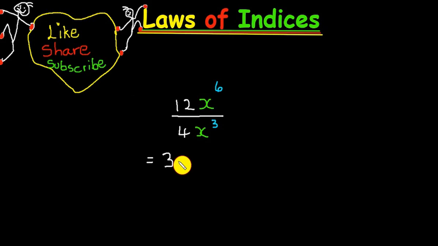Hey, but teacher, we have to keep the base when it is the same and subtract their powers. Good, wonderful. So we keep the base and then we subtract the powers. Top power is 6. Subtract the bottom power, which is 3. So here we have 3x, and 6 subtract 3 will give us 3. The answer here is 3x to the third power.